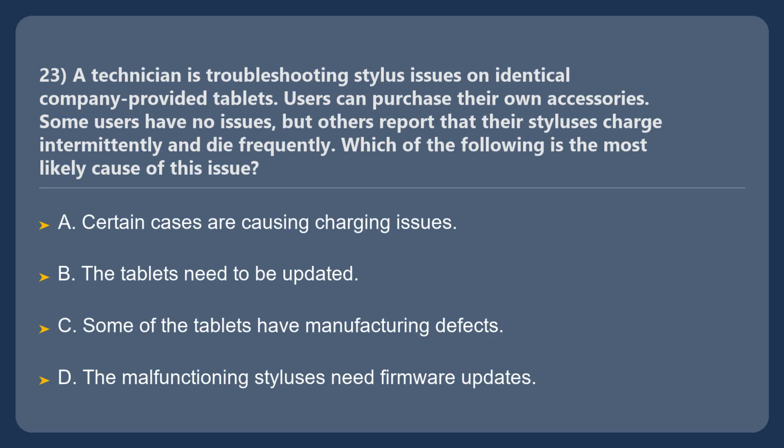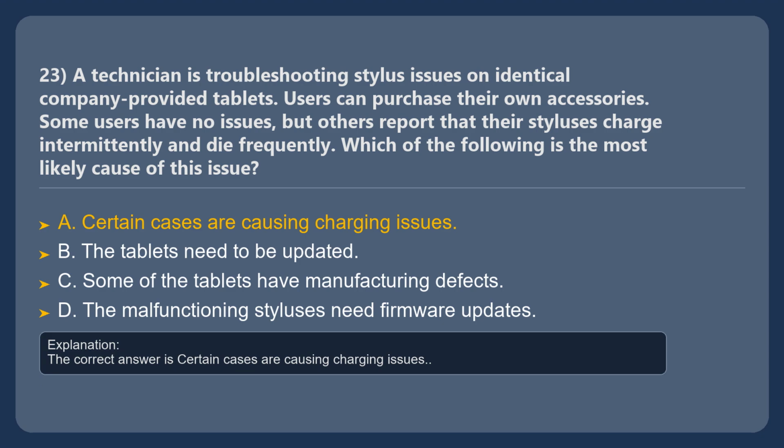Question 23. A technician is troubleshooting stylus issues on identical company-provided tablets. Users can purchase their own accessories. Some users have no issues, but others report that their styluses charge intermittently and die frequently. Which of the following is the most likely cause of this issue? Option A, certain cases are causing charging issues. Option B, the tablets need to be updated. Option C, some of the tablets have manufacturing defects. Option D, the malfunctioning styluses need firmware updates. The correct answer is option A, certain cases are causing charging issues.